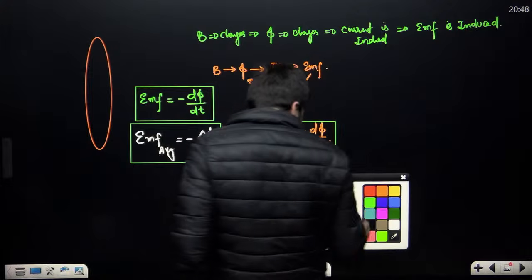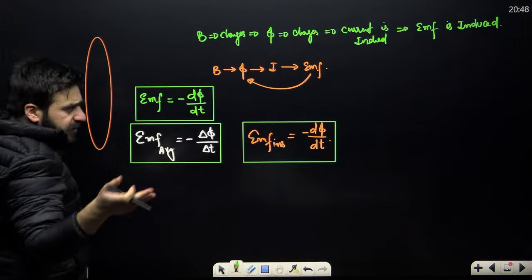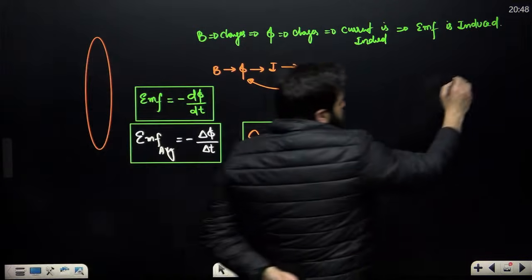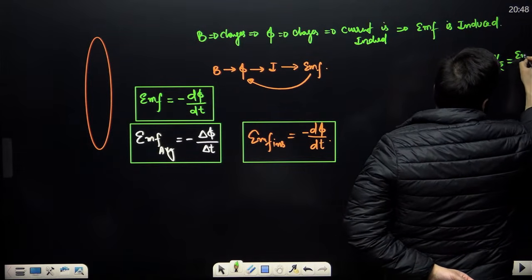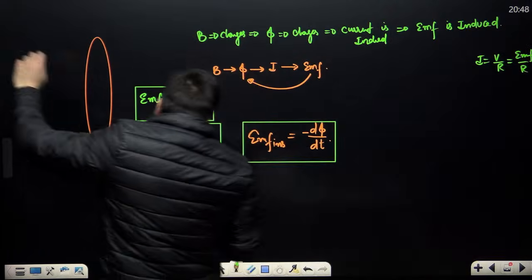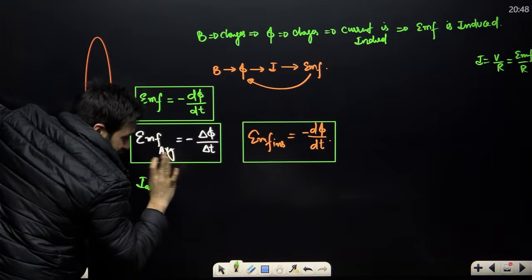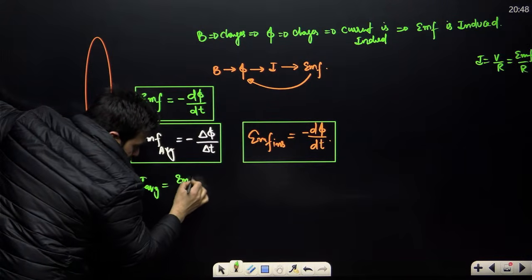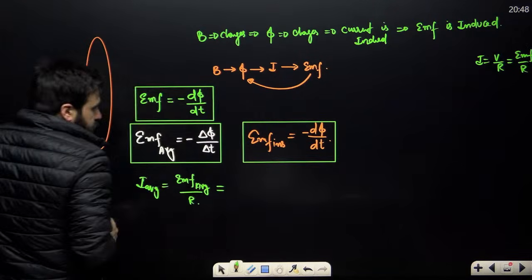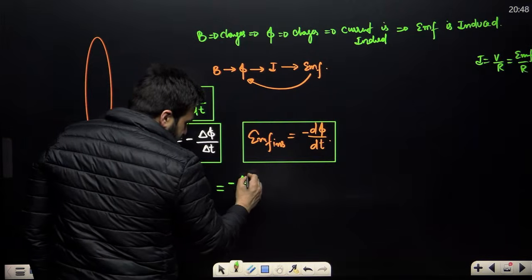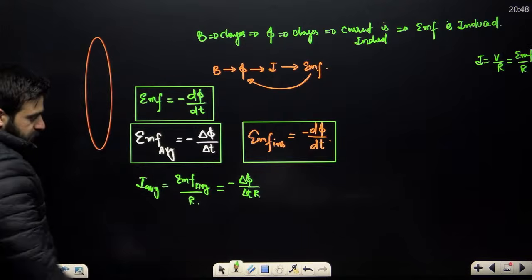One more important thing, my dear NEET aspirants. When EMF is there, current is there. How do we find the current? Guys, you might have heard I is equal to V divided by R. R is the resistance, V means EMF. Now tell me, what is going to be the average current? Average current will simply be EMF average divided by resistance R. The average EMF is minus delta phi divided by delta t, so average current is minus delta phi divided by delta t into R.